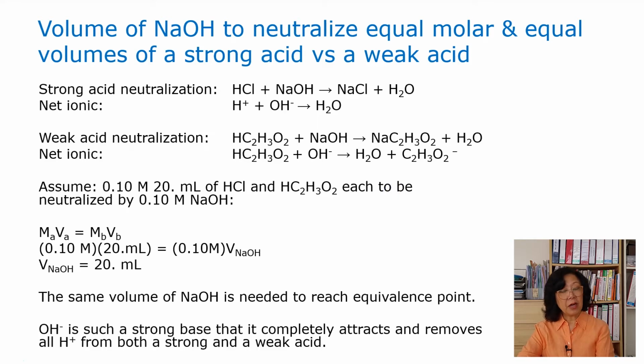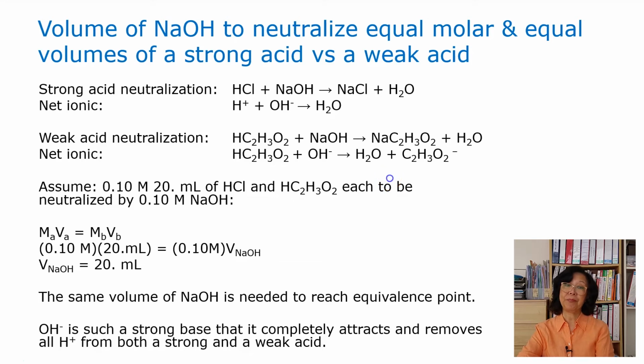Well, because the hydroxide ion is such a strong base that it can completely withdraw all the hydrogen ion hidden in the strong acid and the weak acid molecule. And this is something to be noted. This is not ionization of the strong or weak acid. It is neutralization. So remember, hydroxide ion is so strong, it's going to take away all the hydrogen ion, whether strong or weak acid.